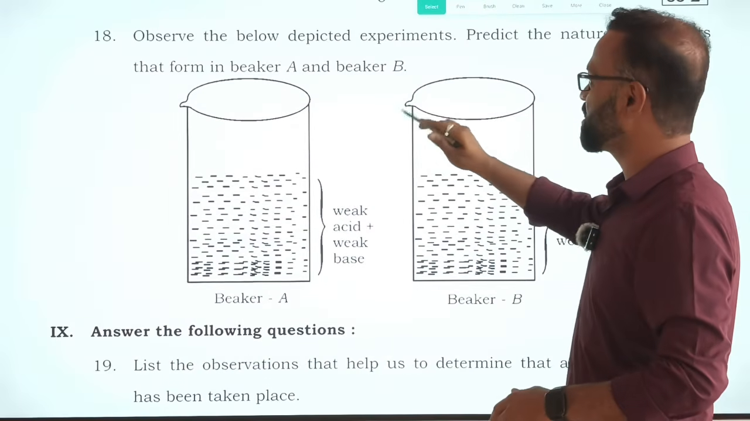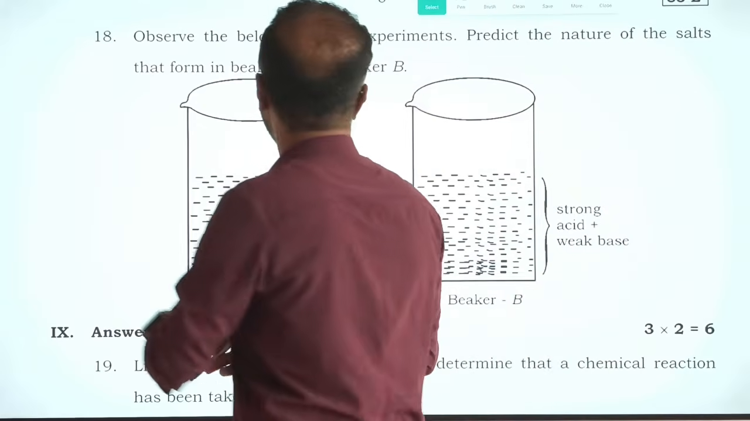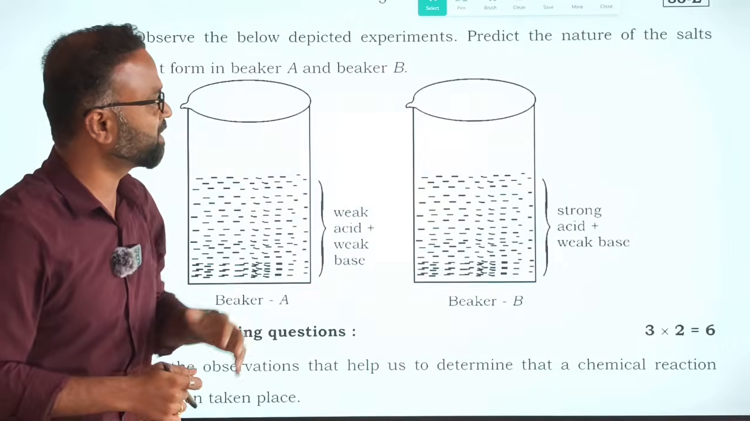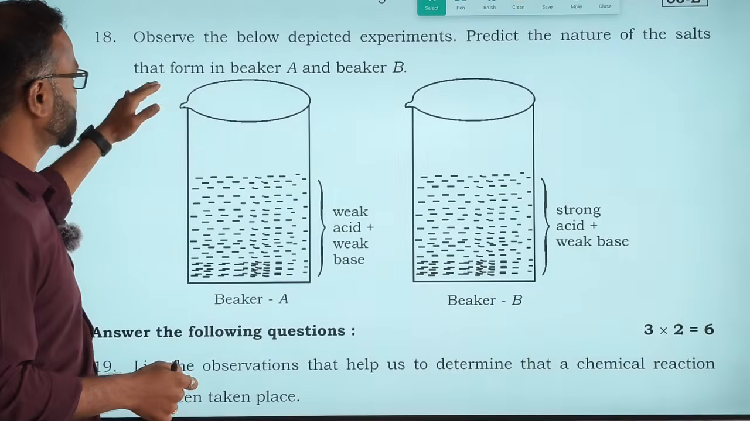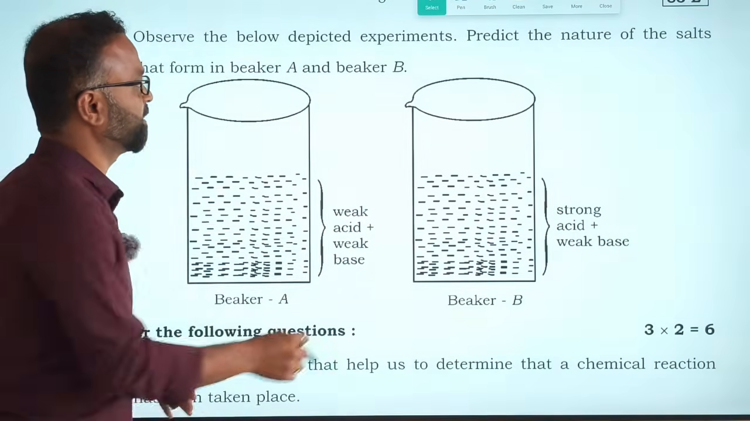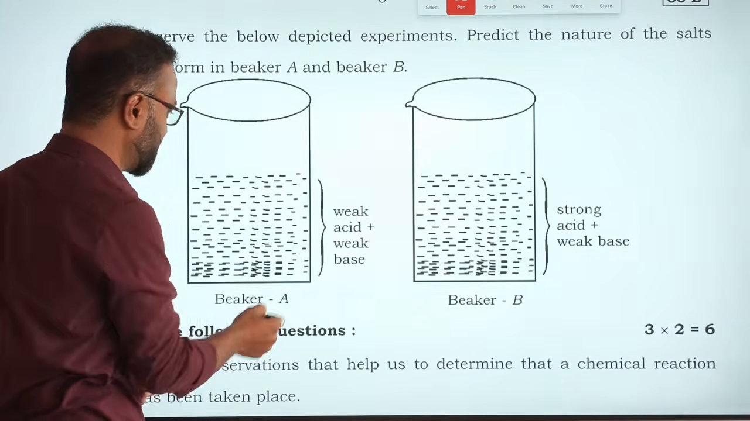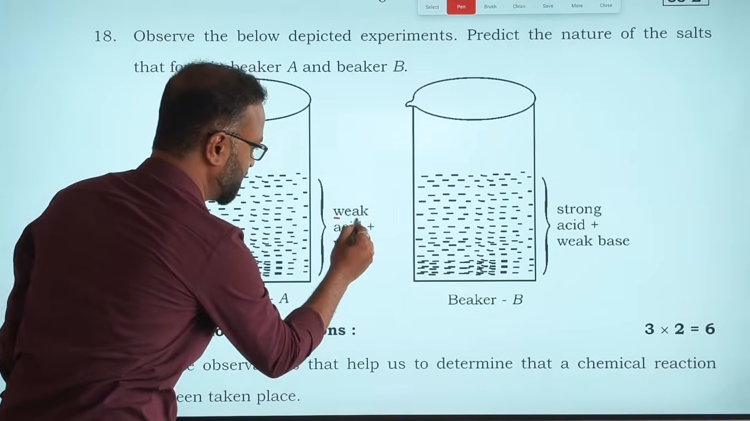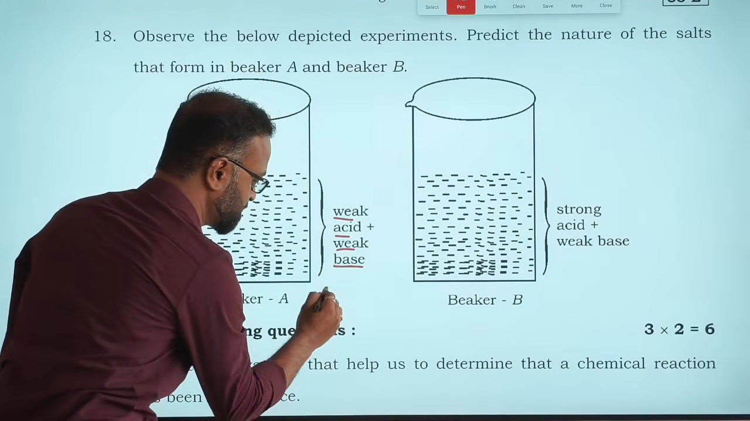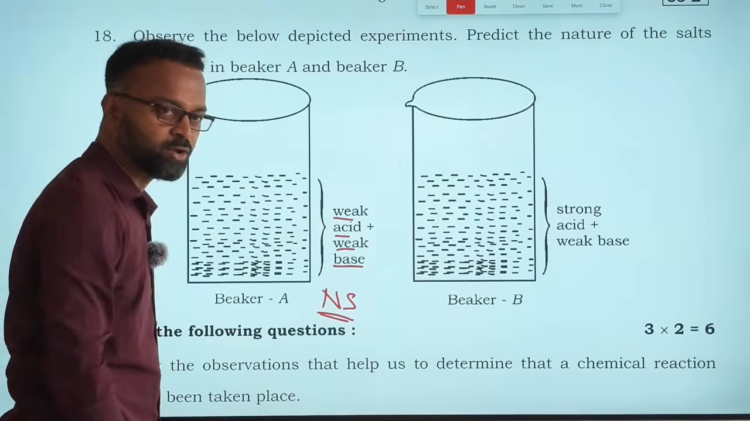Now see here, this is a very simple question, don't panic. Observe the below depicted experiments. Predict the nature of the salts that form in beakers A and B. Now see here, in beaker A, they have taken a weak acid and a weak base, so it will form a neutral salt.